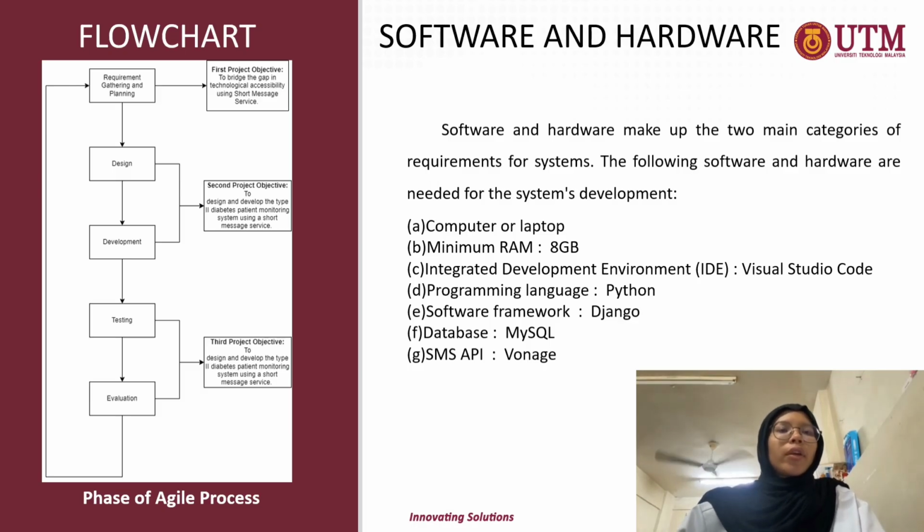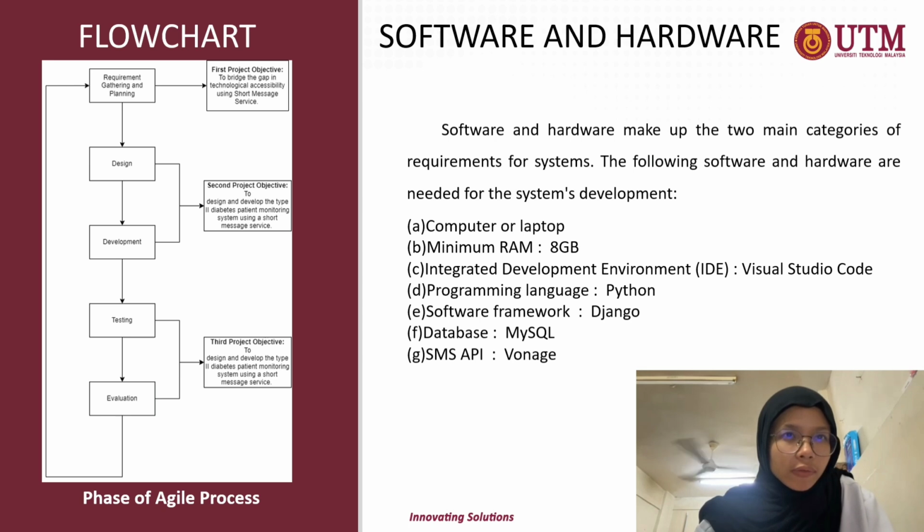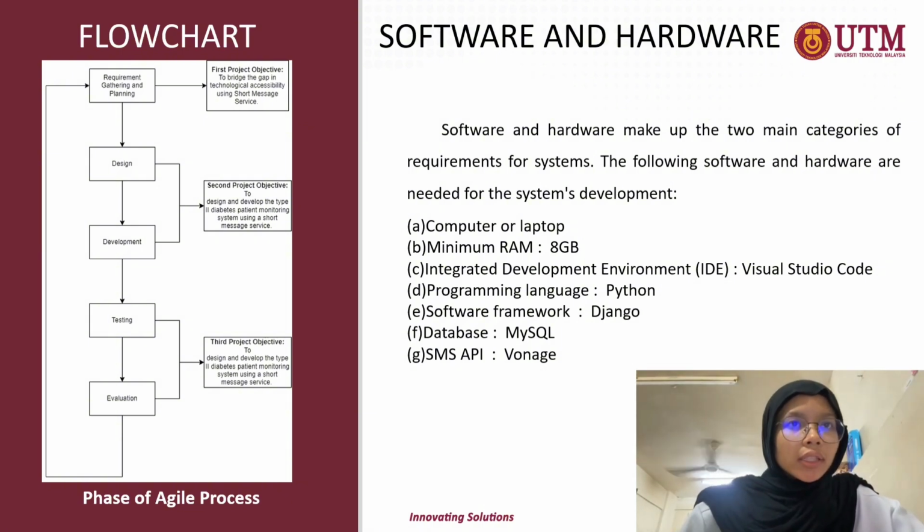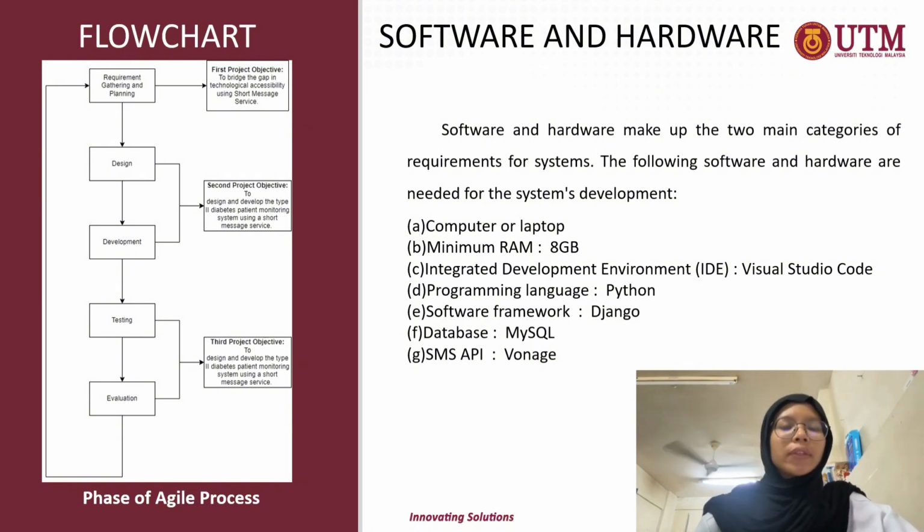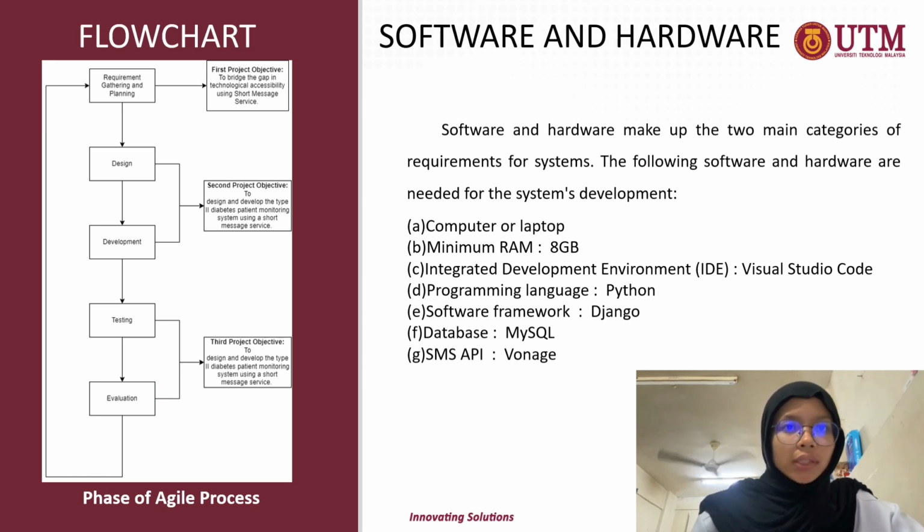Okay, next we are going for the flowchart, and the flowchart, software and hardware for the system. This flowchart shows the phases of the agile process. The agile process includes first requirement gathering and planning to achieve the first project objective, and then design and development to achieve the second project objective. Third and fourth are testing and evaluation to achieve the third project objective.